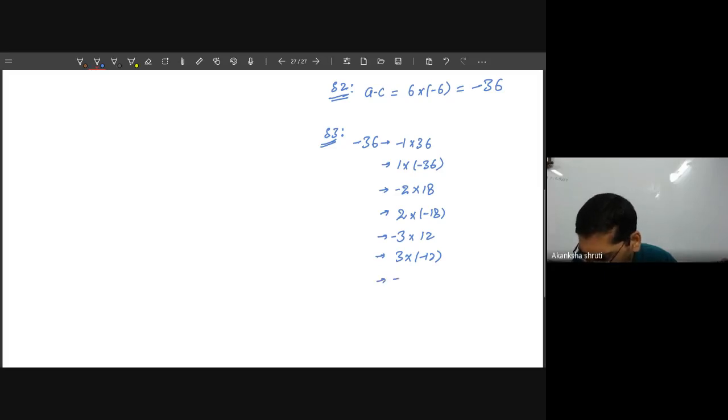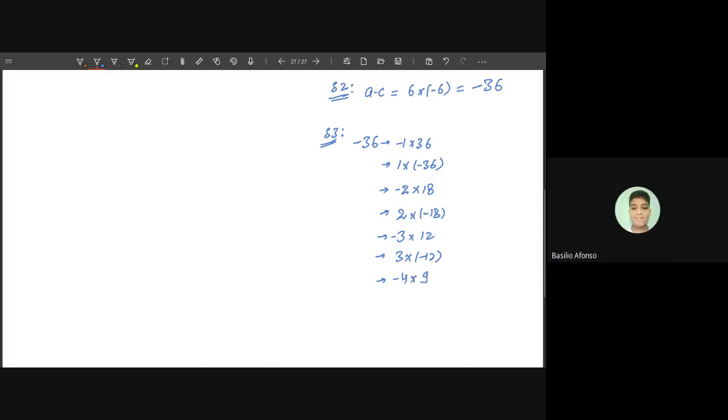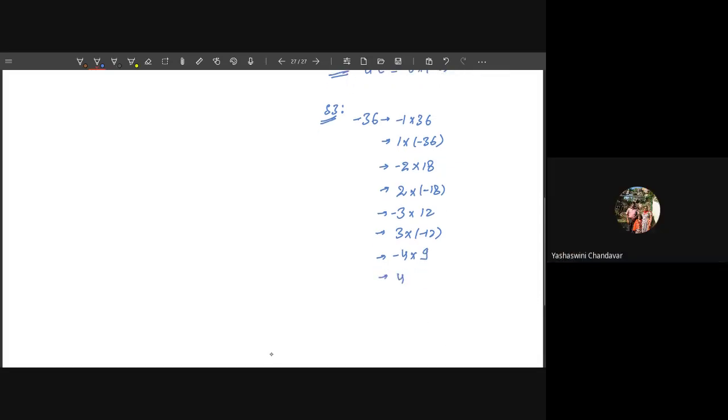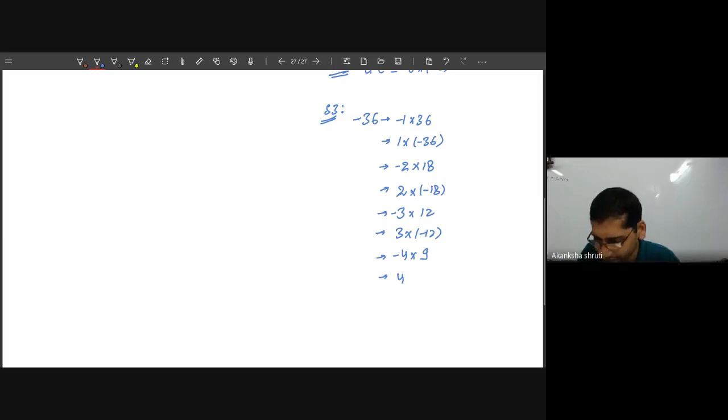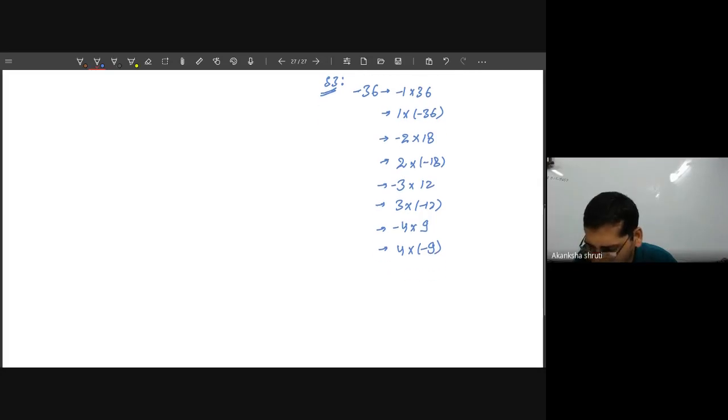We can also write minus 4 into 9, or we can also write 4 into minus 9. Now you people have understood. So just changing the sign, once I am writing one way and once I am writing as it is.